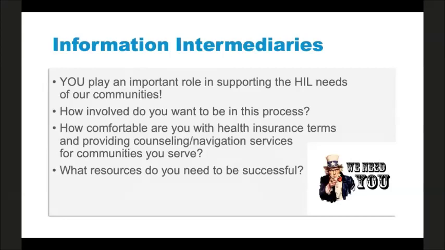And also ask yourselves, what resources do you need to be successful? And don't limit that to just your institution or your training, but also think about the larger picture of the changes we need in healthcare policy nationally, statewide. What can we do? What movements can you be involved in to help change policies that impact all our consumers?